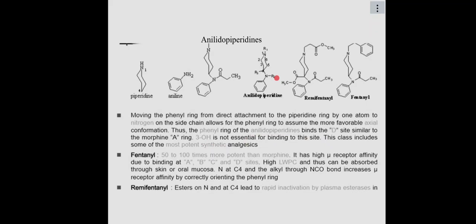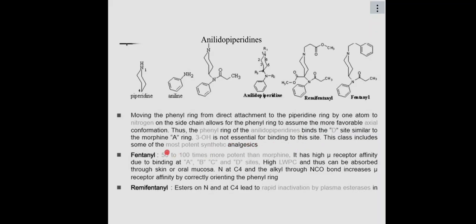But for the phenylpiperidines, we have to be very specific. You do not require the hydroxyl group to bind that site. For the morphine and morphine analogs, the hydroxyl group, of course, does not bind the D site. It binds another area where it is binding through hydrogen bonds. But for the phenylpiperidines, we do not require it. So we are therefore saying the 3-hydroxyl group is not essential for binding to this site.